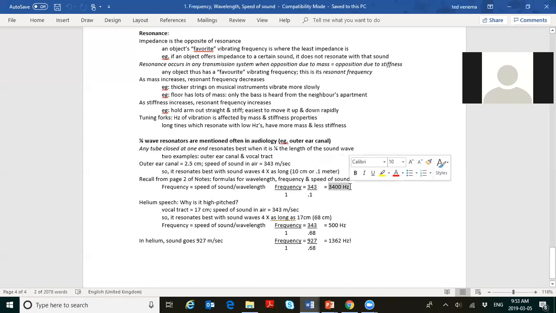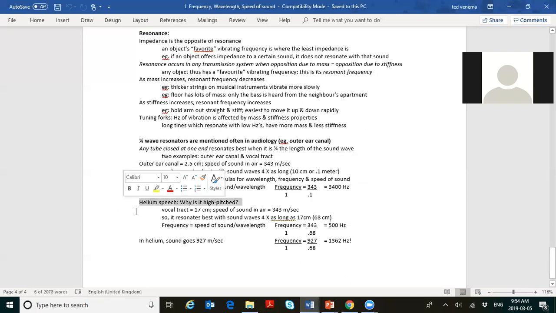It's going to be mushed out a bit, okay? Basically, your outer ear canal resonance hovers between 1,500 hertz out to 4,000 hertz. Okay, helium speech. Here's your other resonator, your vocal tract. The length from your throat to your lips is about 17 centimeters.